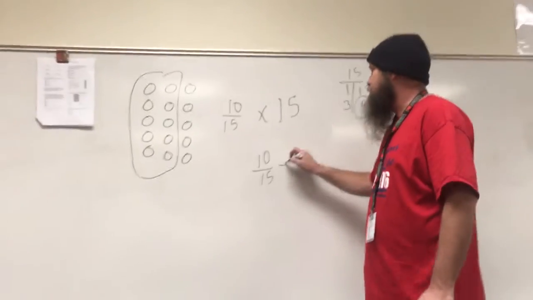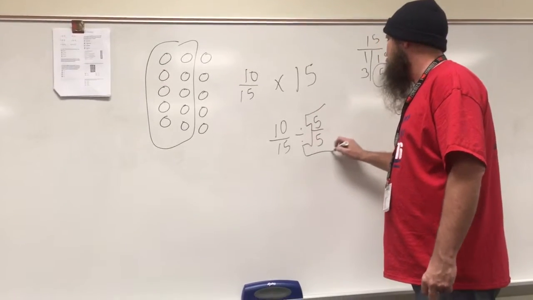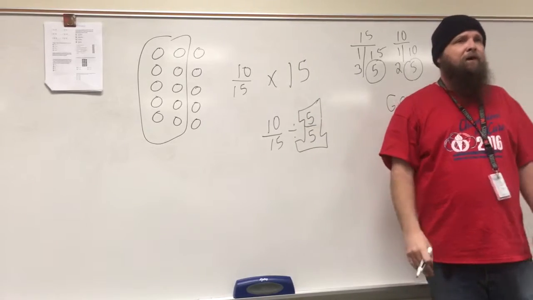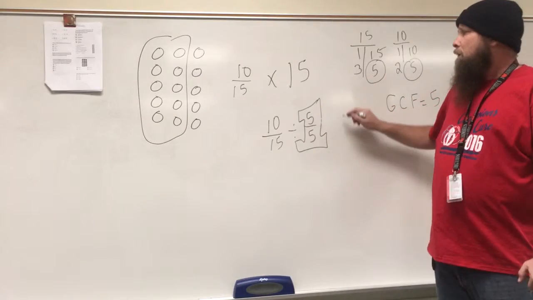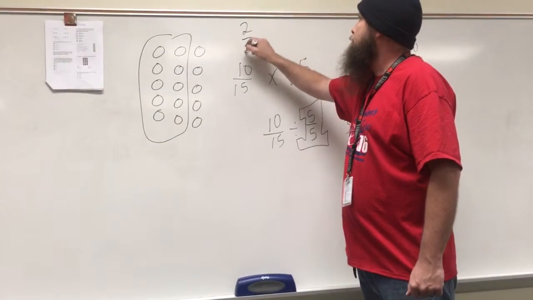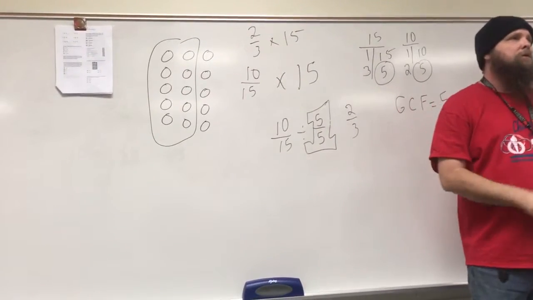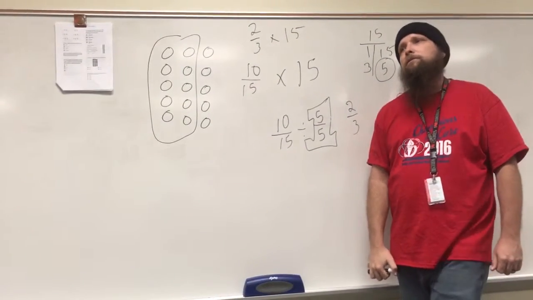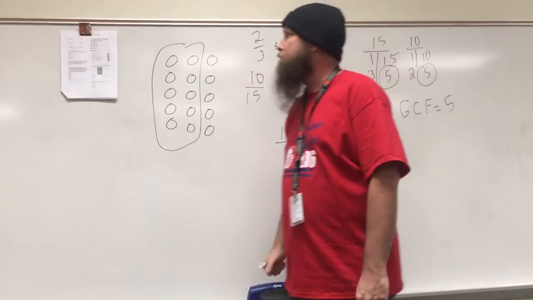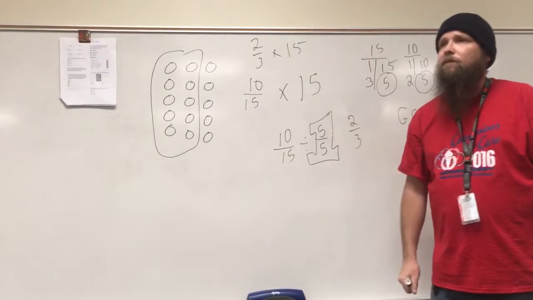I divide both of these by 5. And that means that this simplifies down to 2/3. So then this becomes 2/3 times 15. Okay, 2/3 times 15, which is answer choice A.